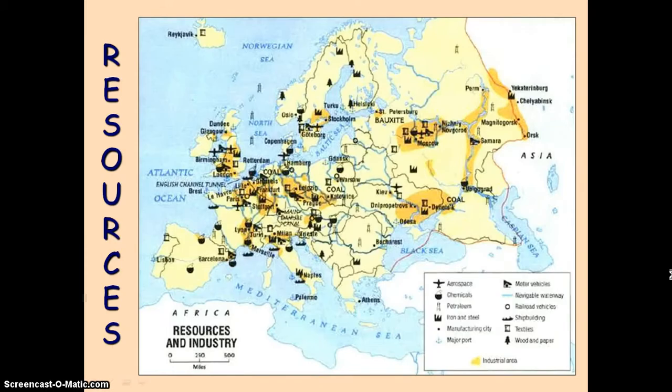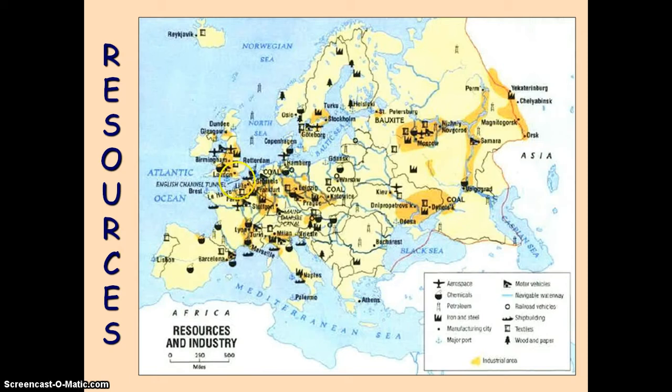Natural resources. Anything on here that you see is a natural resource thing that they make a lot of money from. So a lot of aerospace, engineering, chemicals, petroleum, specifically here in the North Sea. Iron and steel, very common. Manufacturing, these dots that are on the map, those are manufacturing places. Major ports, obviously, since they're surrounded by the ocean, there are a lot of major ports. Motor vehicles, very commonly made in Germany, some places in Italy. These are high-end motor vehicles usually.